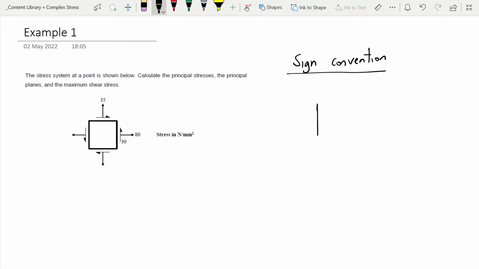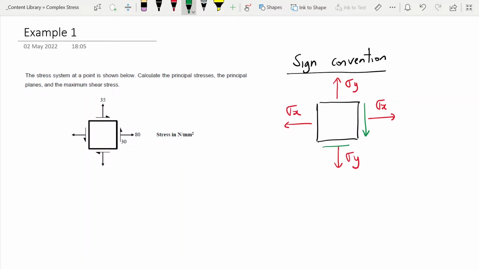In this problem, the sign convention we're going to use is to assume sigma x and sigma y to be positive when they're in tension. So sigma x will be these two forces and sigma y in the y direction. And then we're going to assume the shear stress tau xy to be positive when it's acting in this direction. So tau xy will be here in green, and sigma x and sigma y will be in red.